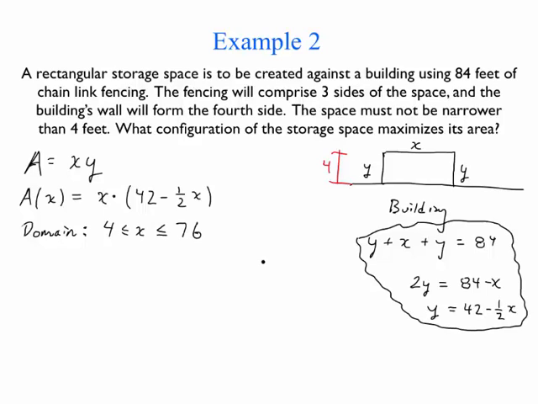If you did the other function, a of y, your domain for y would be 4 to 40. Because x would be 4, and you'd have 80 feet left. You'd have 40 for y there and 40 for y there.